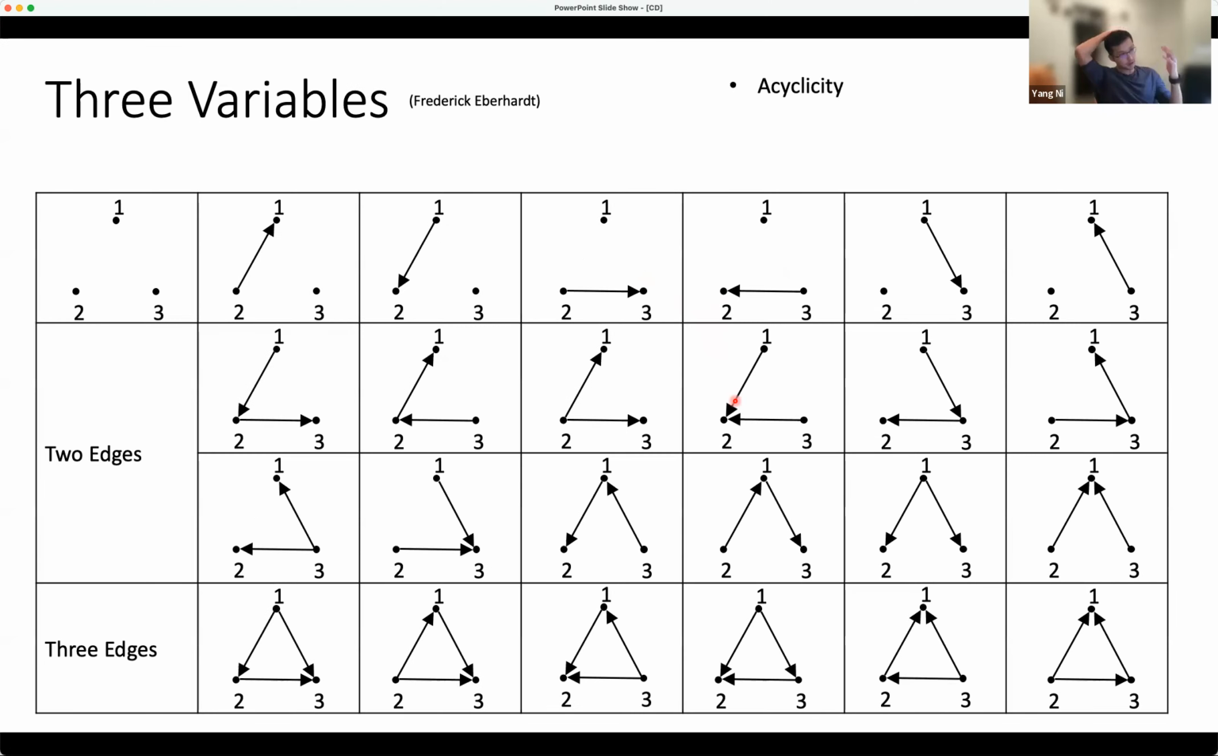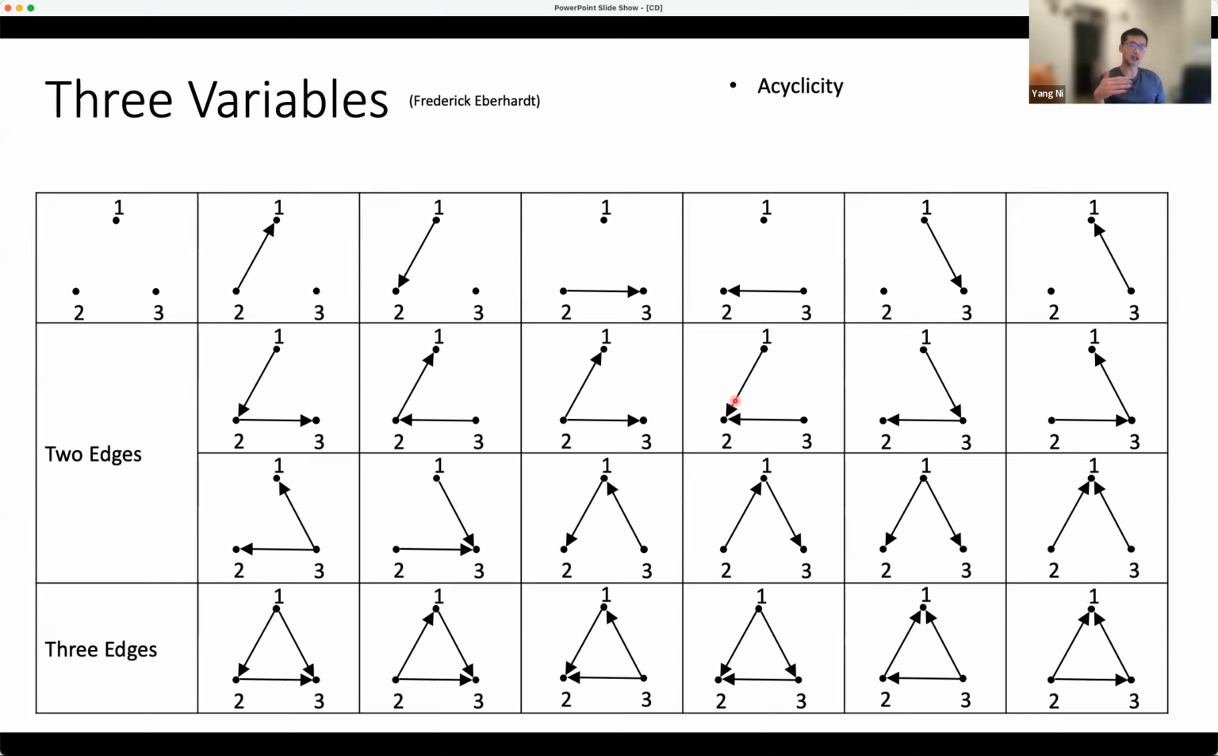So actually, the illustrated example was taken from one of the talks given by Frederick Eberhardt from Caltech. I found the example to be very, very convincing. That's why I sort of stole from his slide.